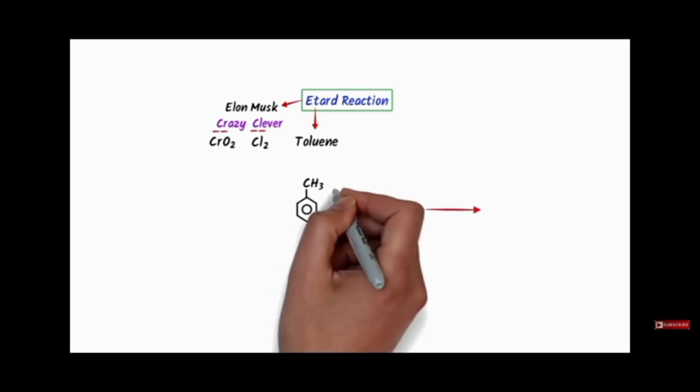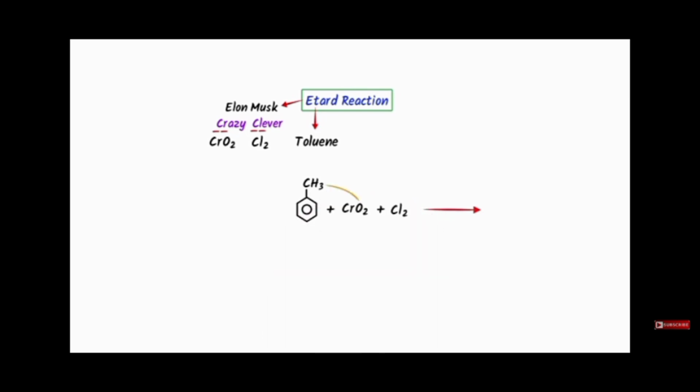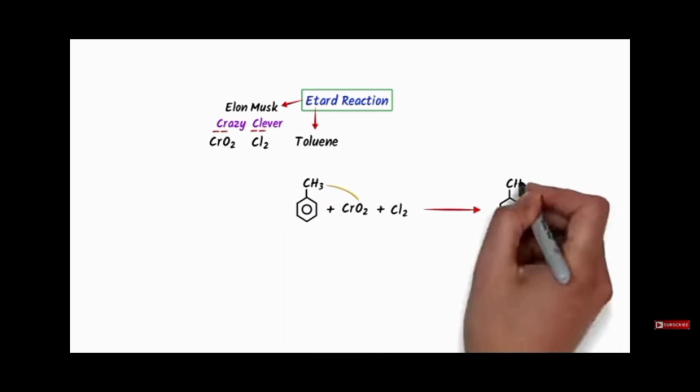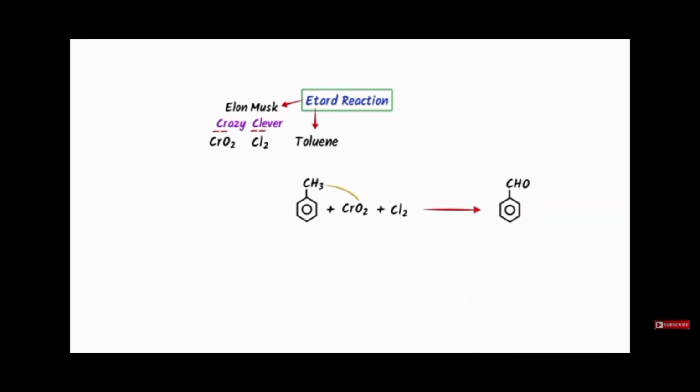Now I replace these 3 by oxygen. I write CH plus benzene ring and I attach oxygen to it. I get benzaldehyde. So this is the Etard reaction.